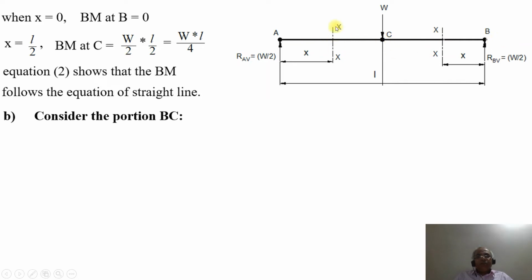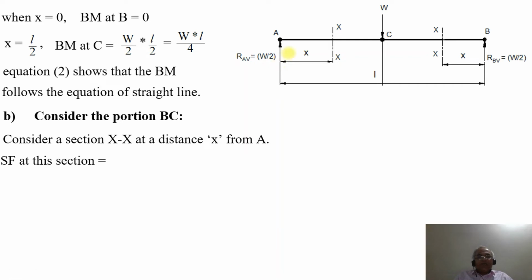Now we are going to consider the portion AC. It is not the portion BC; it should be portion EC now. So consider a section XX at a distance X from the point A. When you are considering the SF at this section XX, toward the left side acting upwards is positive by sign convention. So SF at this section will be equal to plus RAV, which will be equal to plus W by 2.